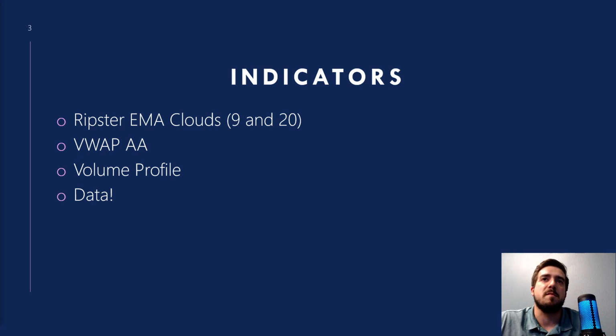I use Ripster's EMA clouds, the 9 and the 20. The others are useful. I just don't use them for my type of trading. I don't like them. They're kind of busy. There's a lot on the screen at one time, which I just don't like. So we just use the 9 and the 20, and honestly, we could probably get rid of the 20 and only use the 9, but that's just me.